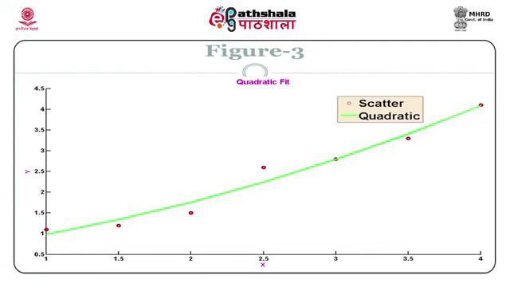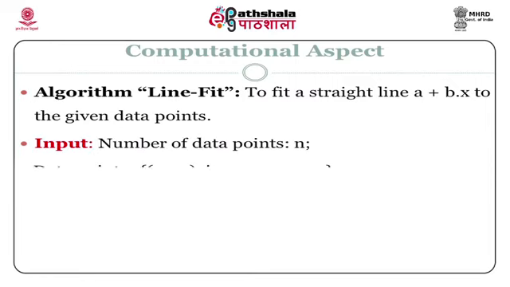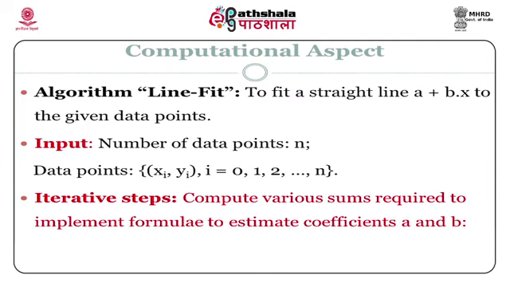So most of the points are close to the estimated curve. Consider the line fit algorithm, which fits the straight line a plus bx to the given data points. The input is the number of data points n, and the data points xi, yi for i equal to 0, 1, 2, 3 up to n. The iterative step is to compute these sums: sx, sy, sxx, sxy.